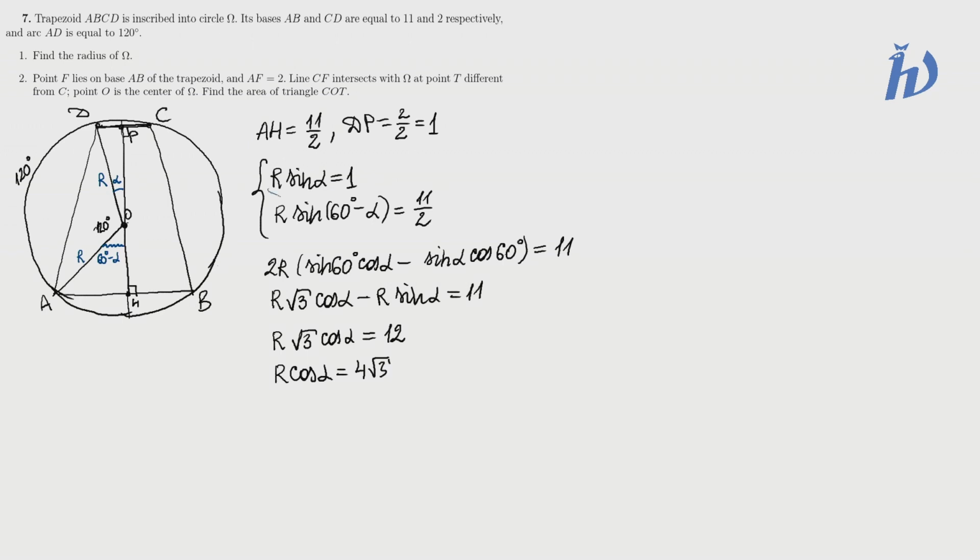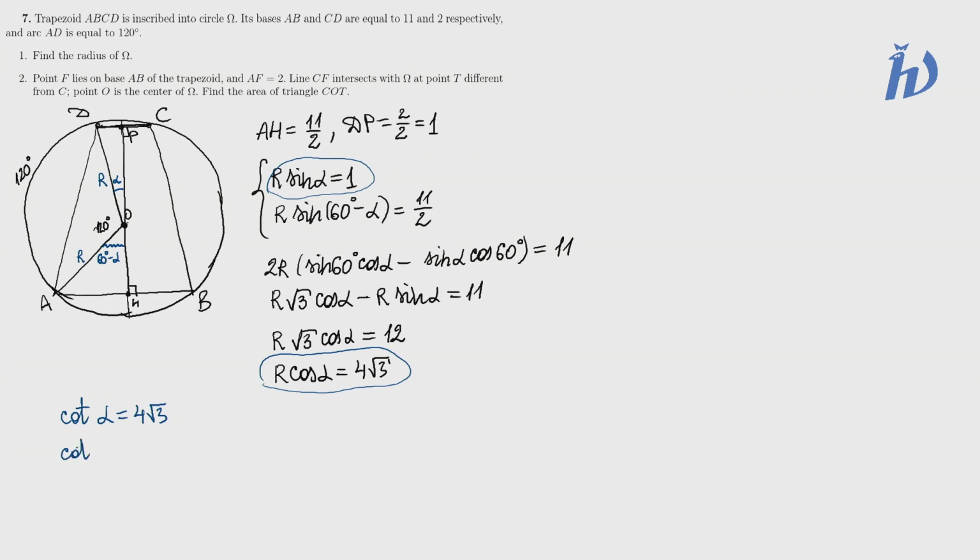And now having these two equations, we can divide one of them by another one. It doesn't matter how we do it. For example, I can divide the second by the first. Doing this, I'll get that cotangent of alpha is equal to 4 roots of 3.